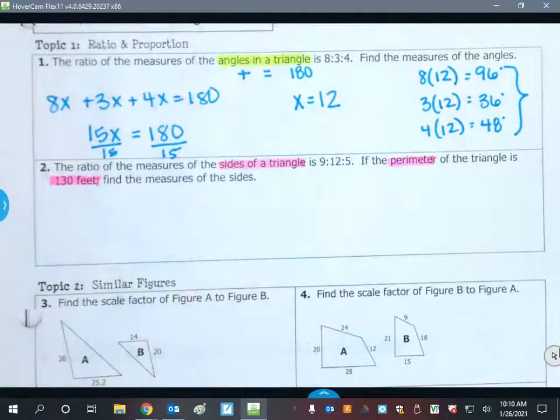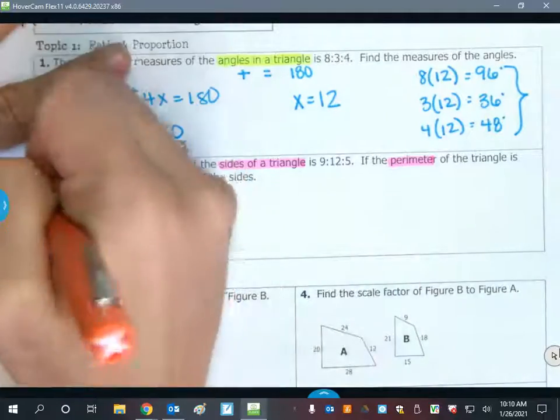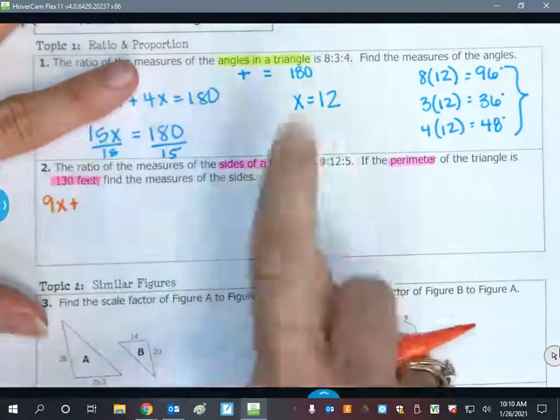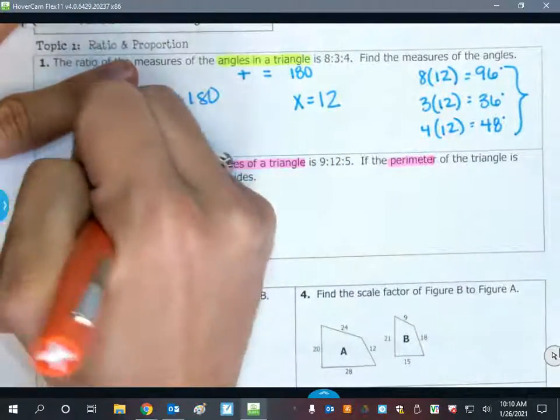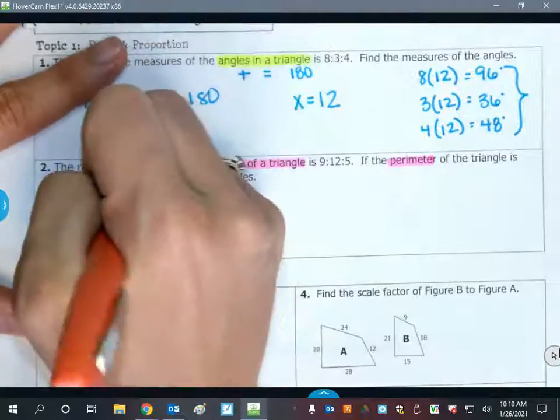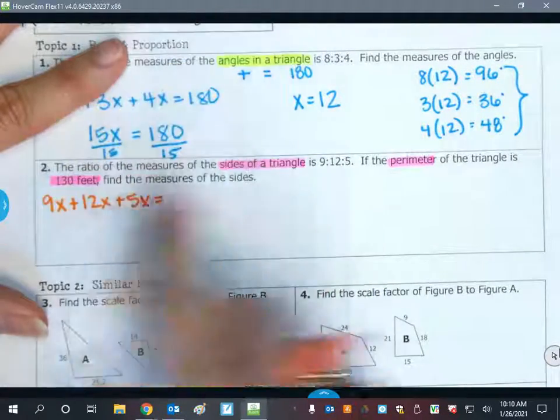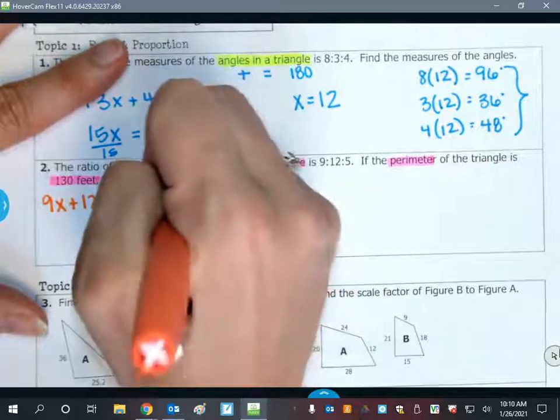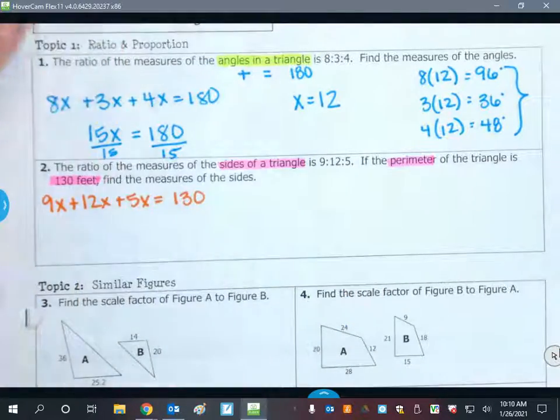So that means that we need to put an X on all of these and set it equal to the perimeter. So please choose the correct equation for this problem. Hopefully you chose the equation that is 9x plus 12x plus 5x, and we set that equal to the perimeter, which is 130. All right, go ahead and solve that for x.